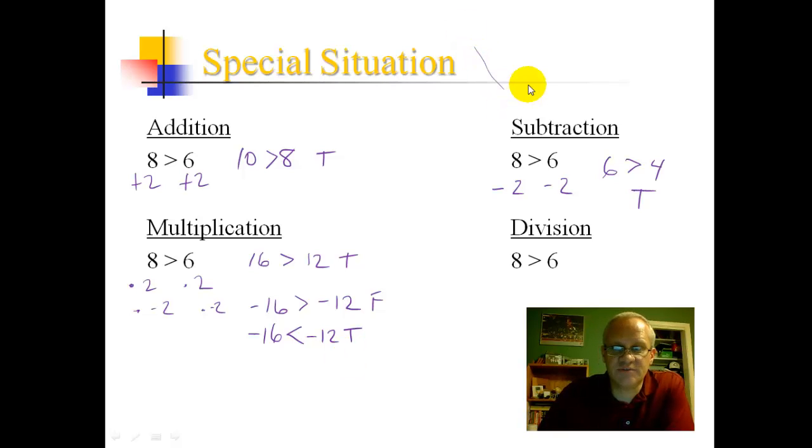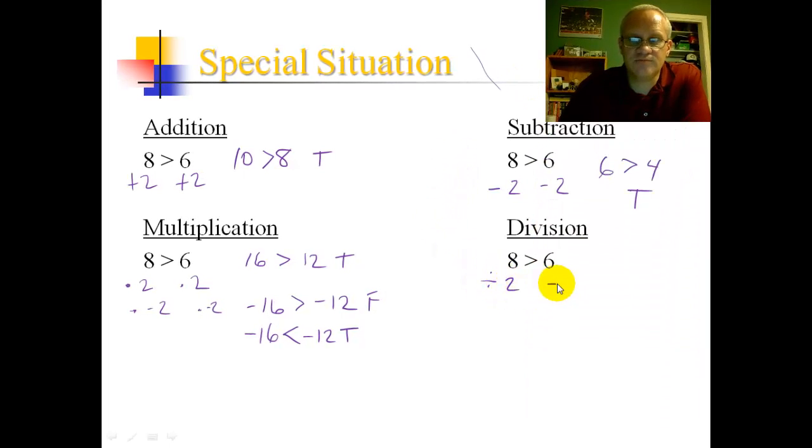And then the last one, with division. Let's say I divide by 2. So what do I have? 4 is greater than 3. Is that still true? Yep. Good, we found another one that works out. We don't have to change. But there is one more thing to look at.